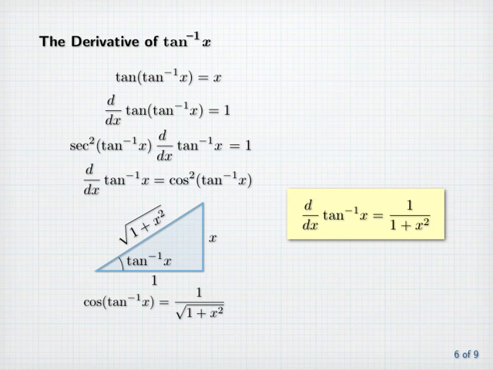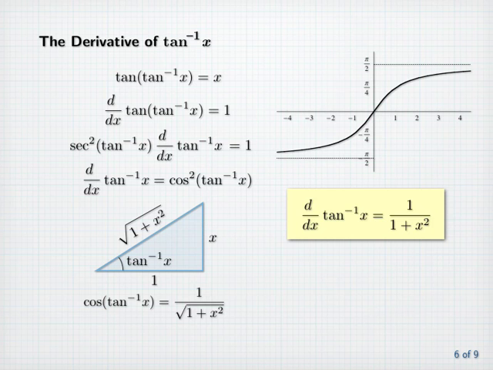Now let's think about this in terms of the graph of inverse tangent x. Here's the graph of its derivative, 1 over 1 plus x squared. Notice that the derivative is always positive, corresponding to the fact that inverse tangent of x is always increasing. The derivative approaches 0 as x approaches plus or minus infinity, corresponding to the fact that the inverse tangent graph approaches horizontal asymptotes as x goes to plus or minus infinity. And the derivative has the maximum value at x equals 0, where the graph of inverse tangent has an inflection point.